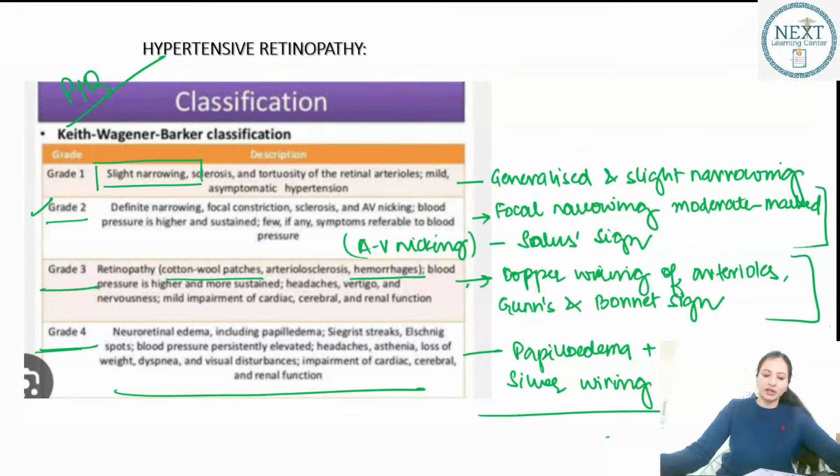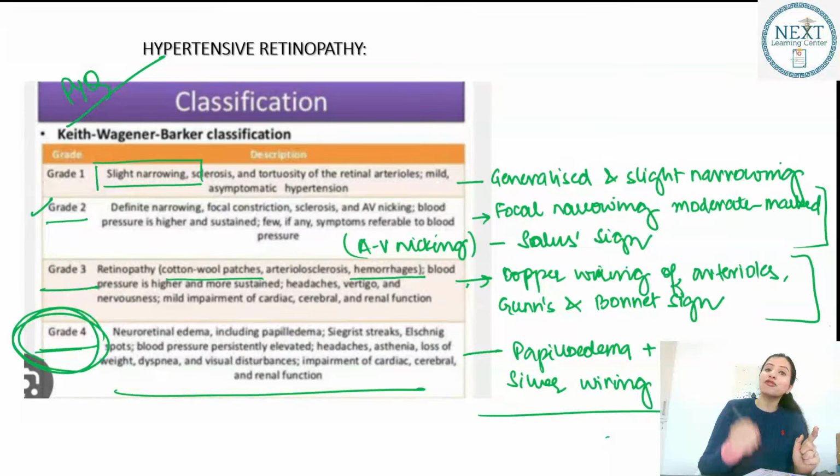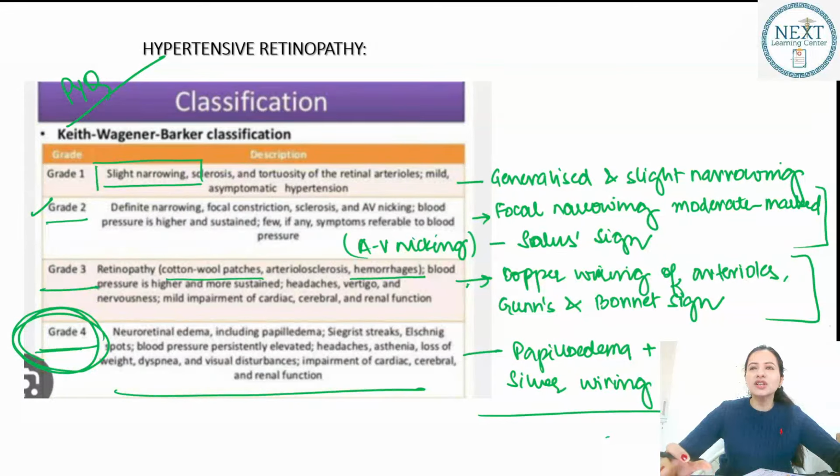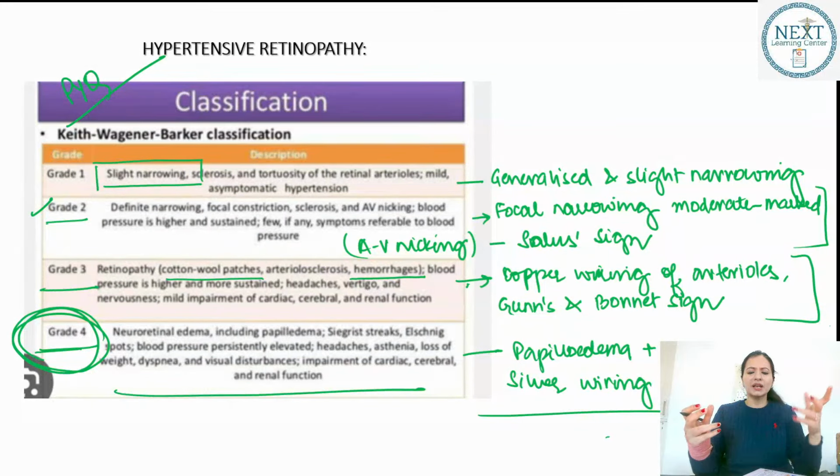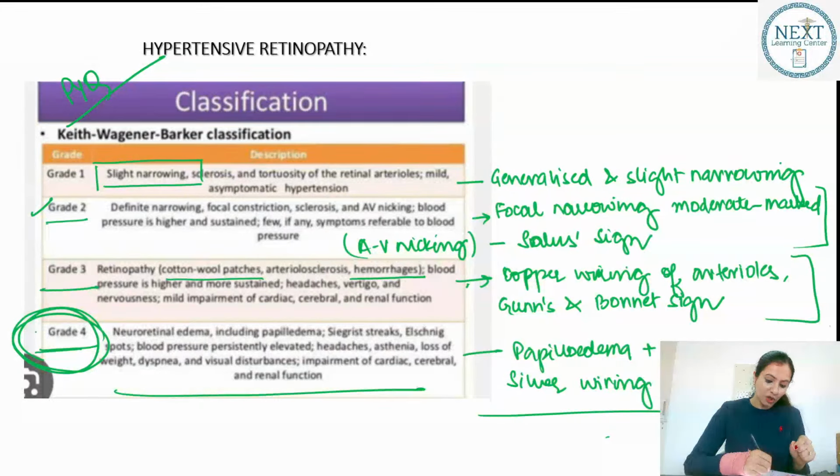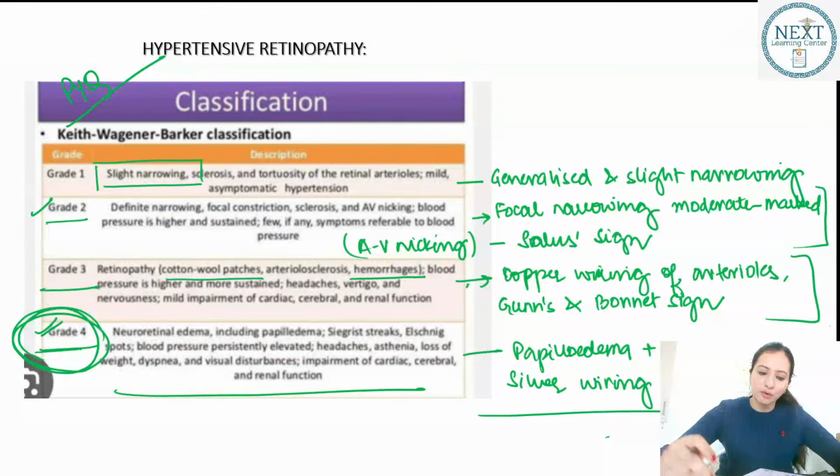This is what you get. So, a previous year question has been on grade 4 of hypertensive retinopathy. In that question, it was given that the patient has hypertension, is having papilledema, and is having hemorrhages, silver wiring, copper wiring. What is the grade? As soon as papilledema comes into the picture, your answer changes to grade 4.